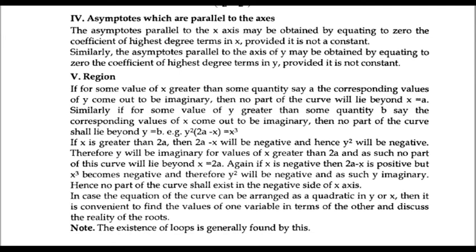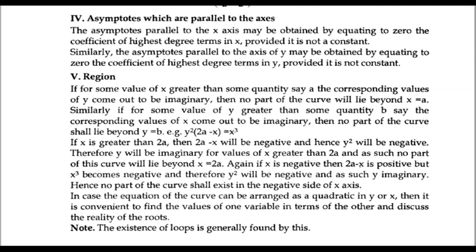Next, one more important point is finding the asymptotes. The asymptotes parallel to the x-axis may be obtained by equating the coefficient of the highest degree terms in x to 0, provided it is not a constant. Remember, while finding the tangent, we equate the lowest degree terms to 0, and for finding the asymptotes which are parallel to the x-axis and y-axis.